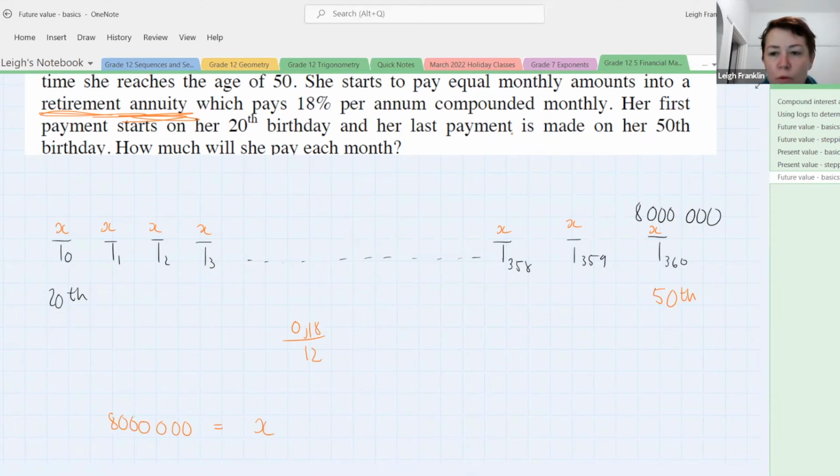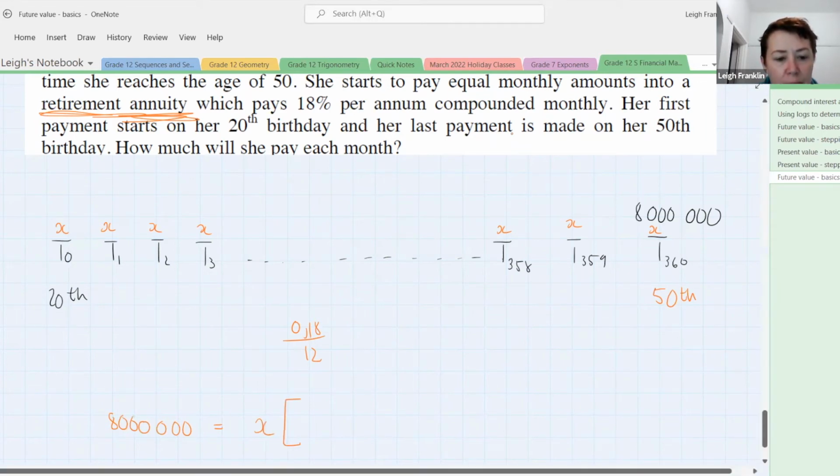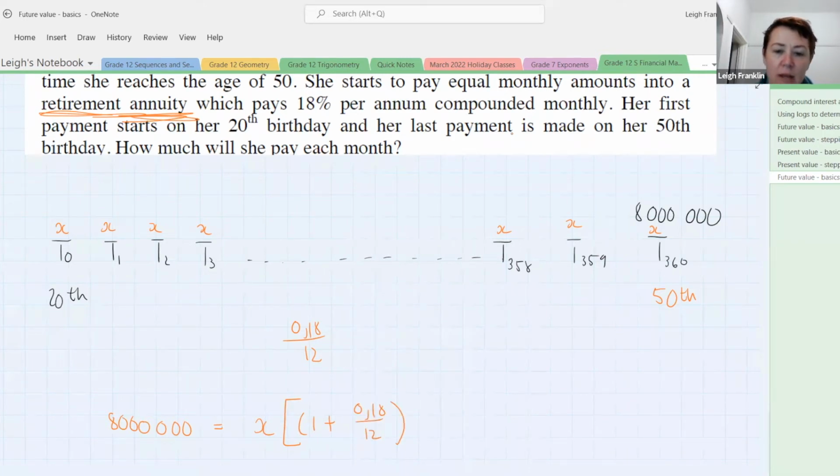X is our installment. We don't know what that is. Our interest rate is 18% per annum compounded monthly. And now we need to work out how many payments she has made. So what is the value of N going to be in this case? Do you guys think?